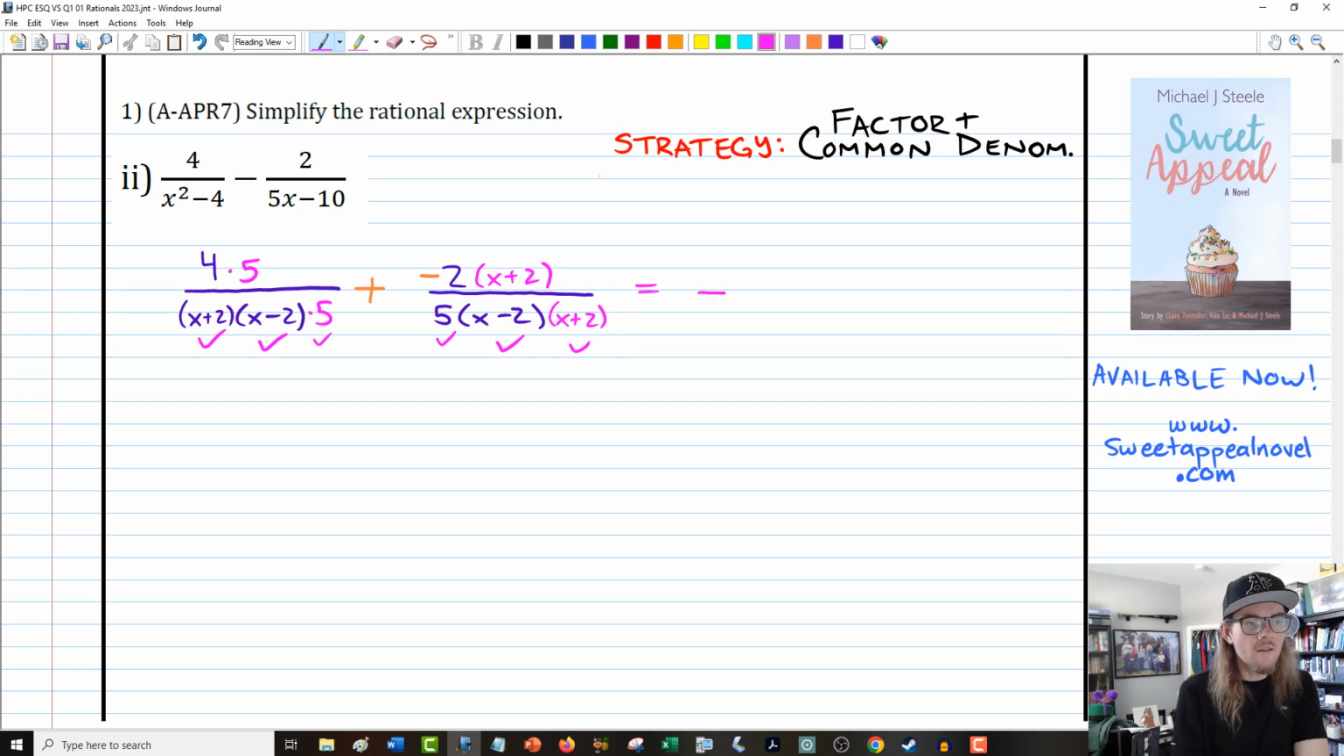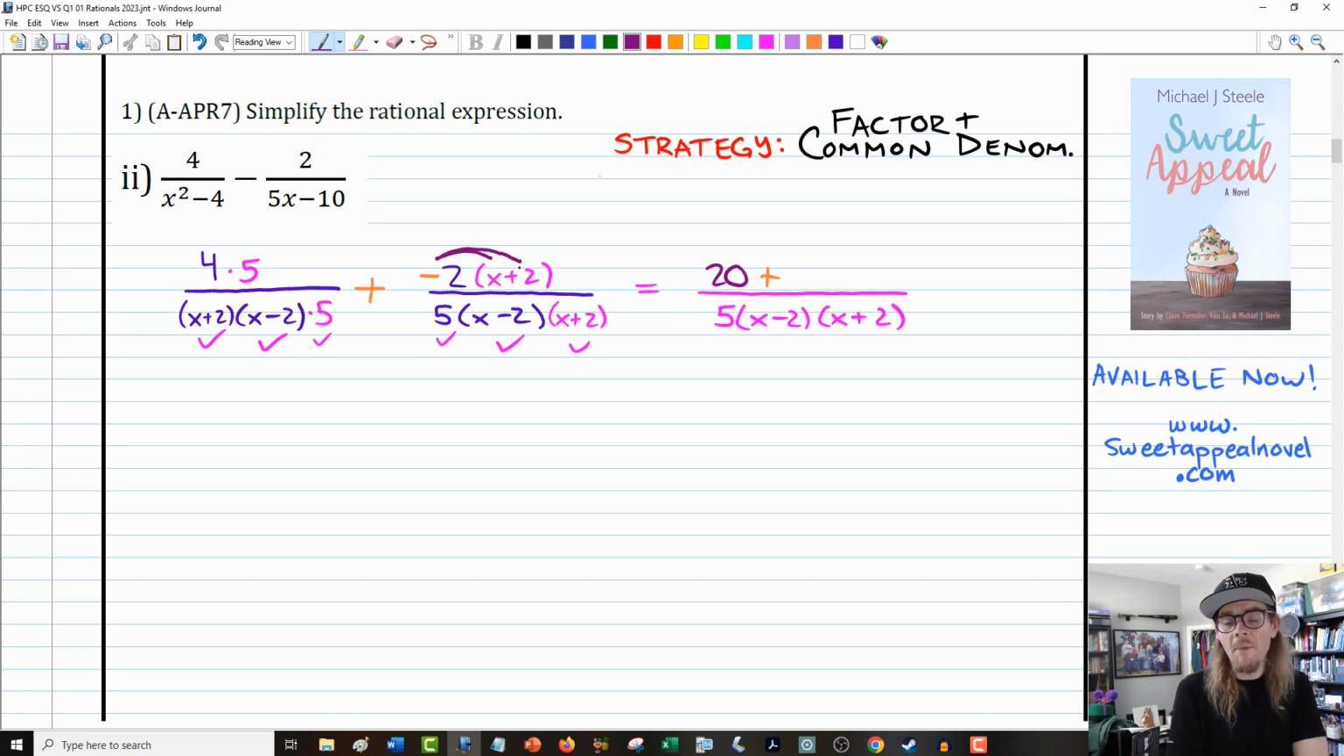So when we combine these together, and again, I'll do this a little quicker than I did last time, we'll have a single denominator for these two expressions being combined, of 5 times x minus 2 times x plus 2. Now in our numerator, though, we've got sort of our own game. We have 4 times 5 is 20, and then we're adding to that the -2 times x plus 2. So we need to distribute that -2 in.